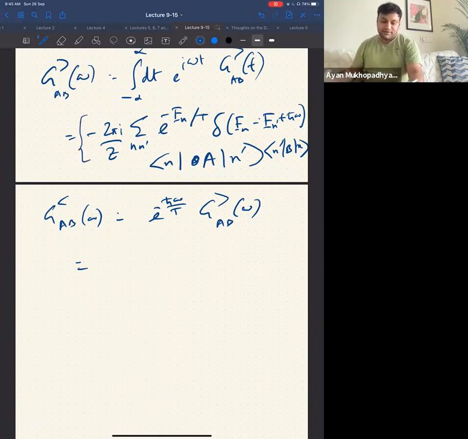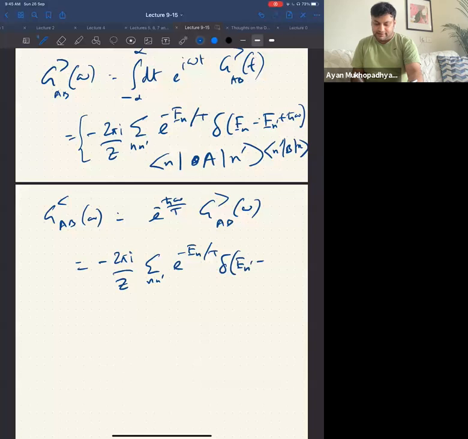Like we just took the basic definition and continued. So you can also do the same exercise, and independently you can see this is nothing but 2 pi by Z sum over n prime e to the power minus En by t again, but now you have delta of En prime minus En plus h bar omega, and then the same object N prime and N prime Bn.